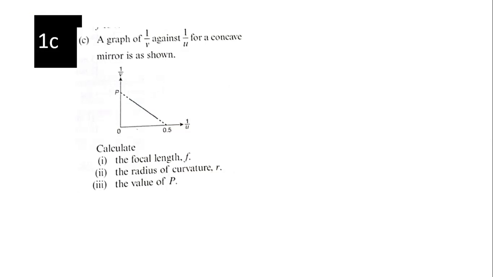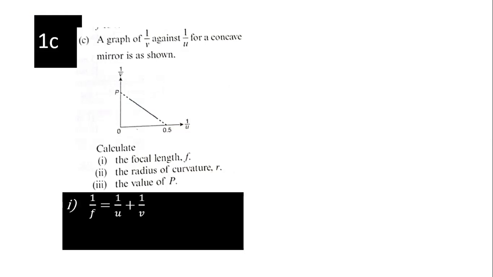Start with the lens formula. In terms of y equals mx plus c, your y is 1 over v, your x is 1 over u. Start with your lens formula, then rewrite that. Okay, so what's the focal length?